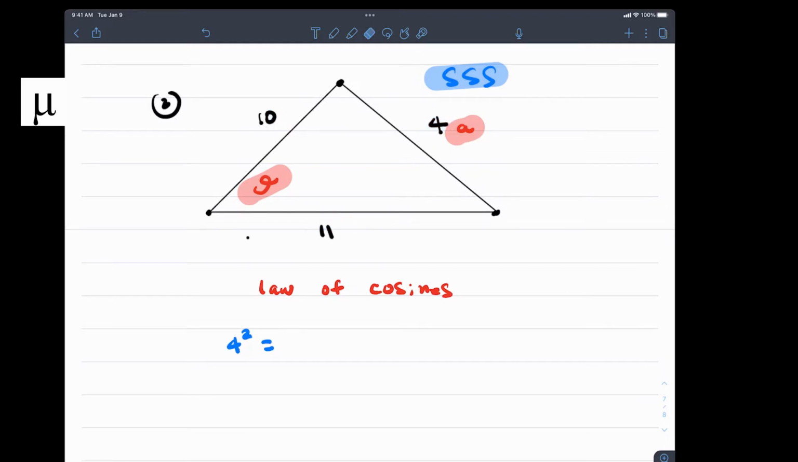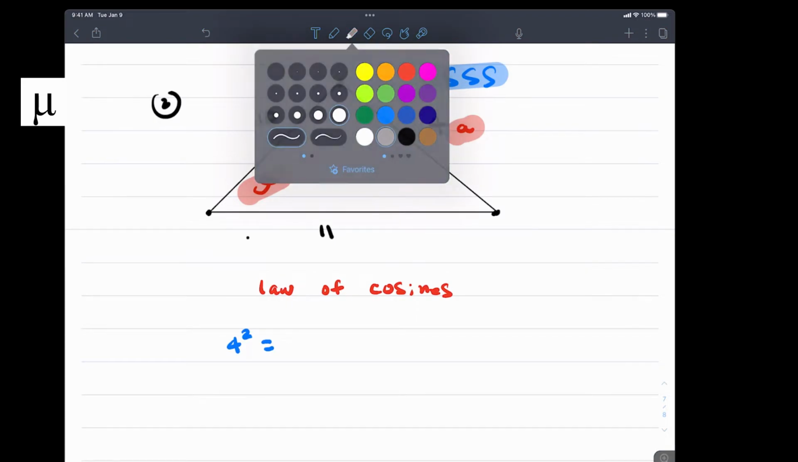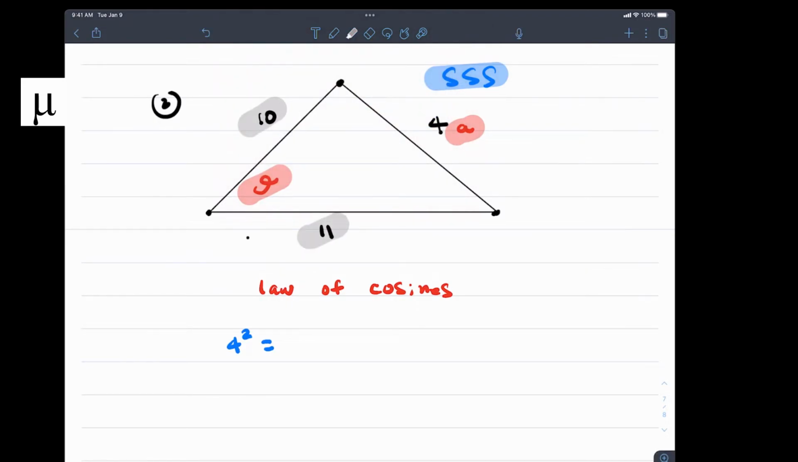okay, going to erase that. That number squared will be, now you look at these other sides, and it doesn't matter what you call them, 10 squared plus 11 squared. It looks like Pythagorean theorem, right? So then now you say, well, what's the rest of this? Well, that's 2 times 10 times 11 cosine of that angle we call theta.